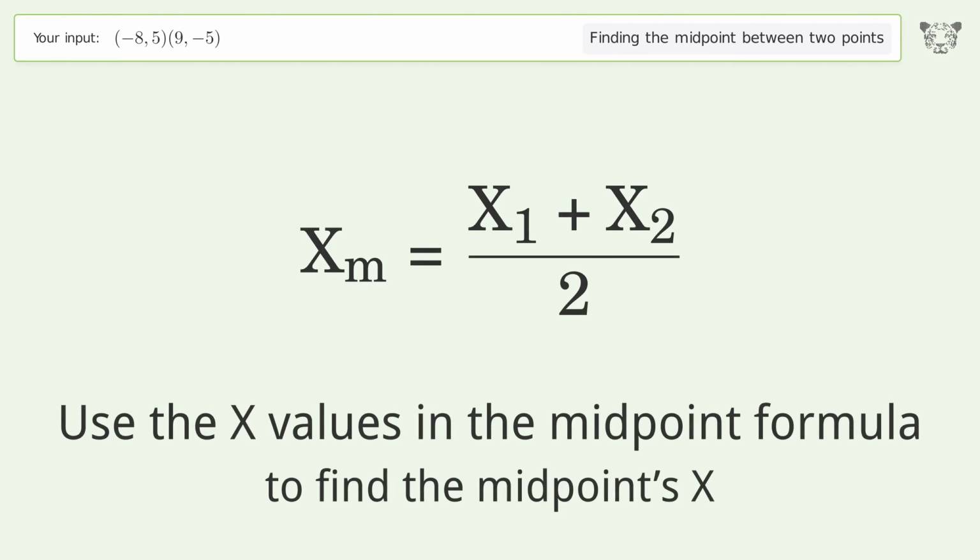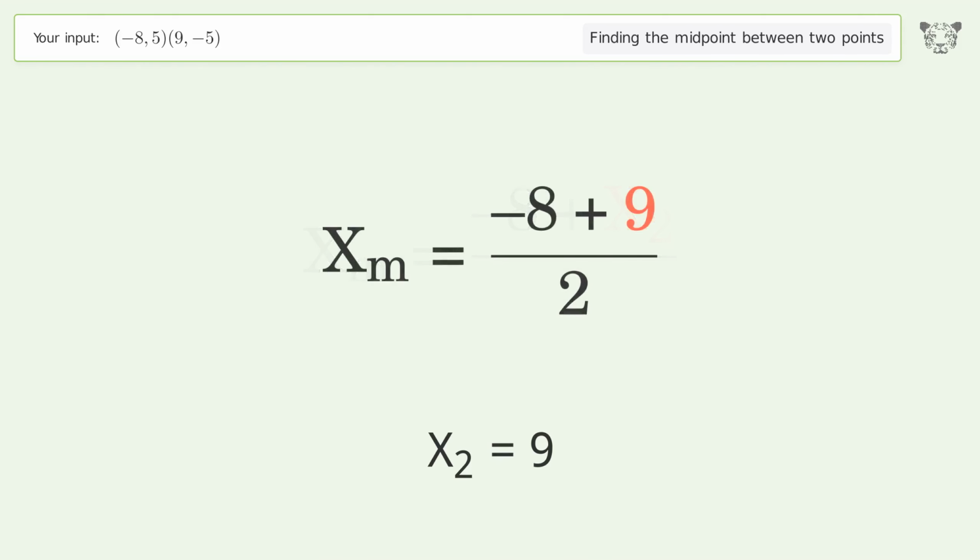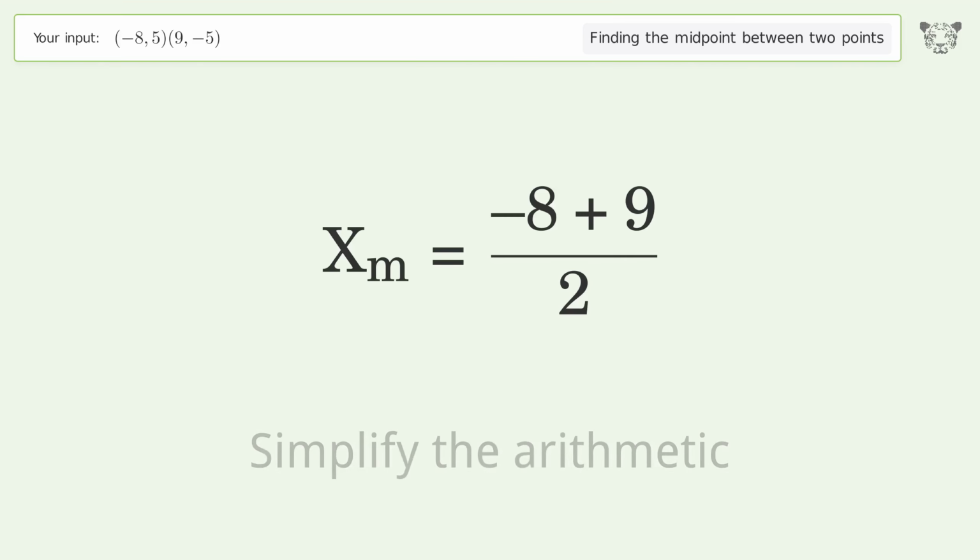Use the x values in the midpoint formula to find the midpoint's x. x1 equals -8. x2 equals 9. Simplify the arithmetic.